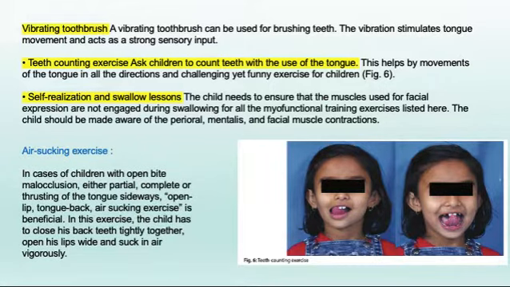Vibrating toothbrush. A vibrating toothbrush can be used for brushing teeth, and the vibration stimulates the tongue movement and acts as a strong sensory input. Also, the teeth counting exercise asks the children to count teeth with the use of the tongue. This helps by moving the tongue in all directions and is a challenging yet funny exercise for children, like figure 6, teeth counting exercise.